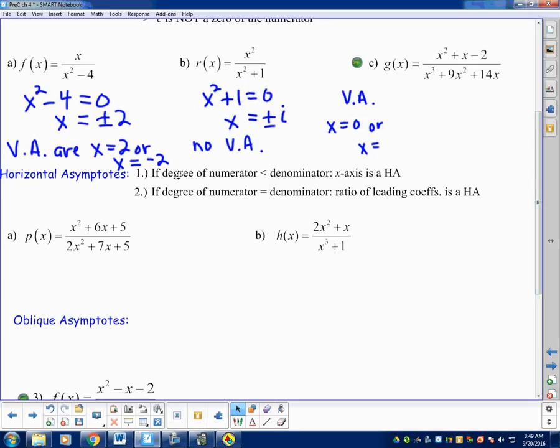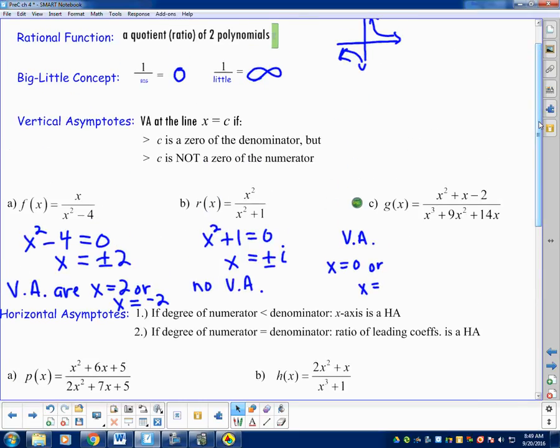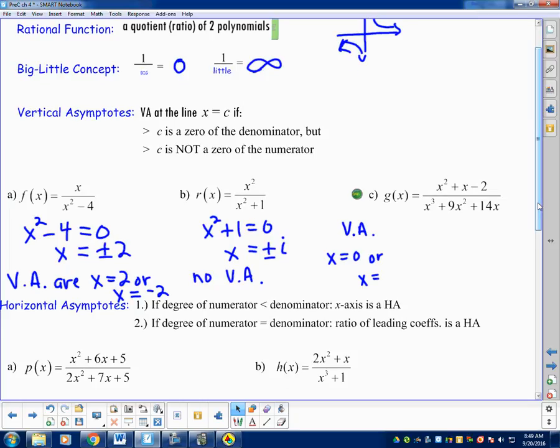Here, the degree of the numerator is less than the denominator. Here, the degree of the numerator is equal to it. What do you think happens if the degree of the numerator is greater than the degree of the denominator? It's a good guess, yeah. So if it's big over something small, it's like 1 over little, if you will. Where does that go to?